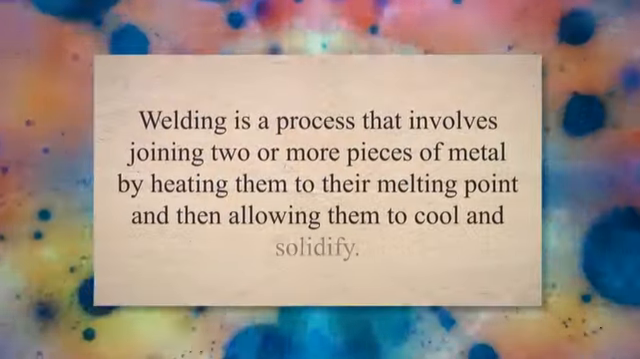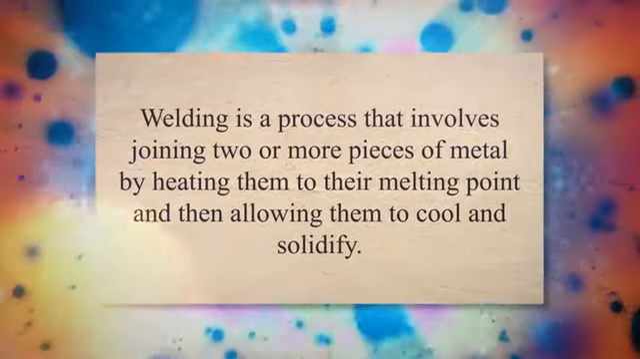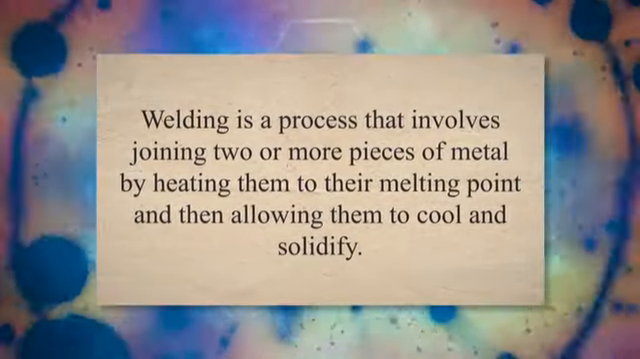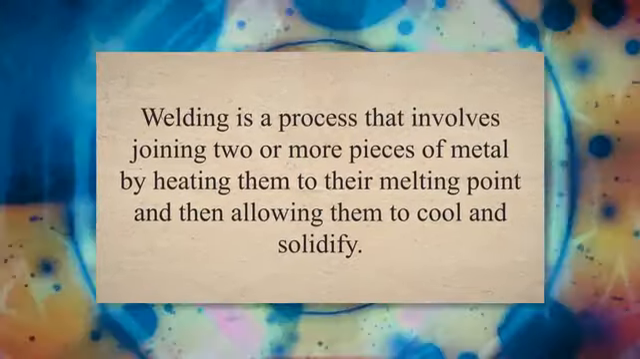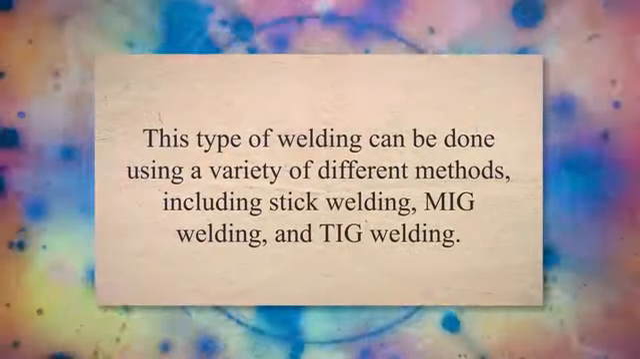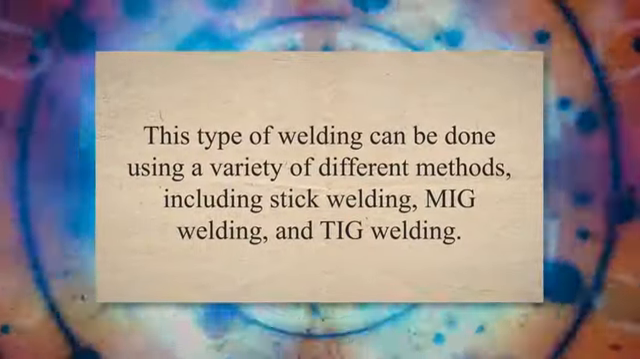Welding is a process that involves joining two or more pieces of metal by heating them to their melting point and then allowing them to cool and solidify. There are several types of welding processes, each with its own unique characteristics and applications. One of the most common types of welding is arc welding, which uses an electric arc to melt the metal and create a bond between the two pieces being joined.